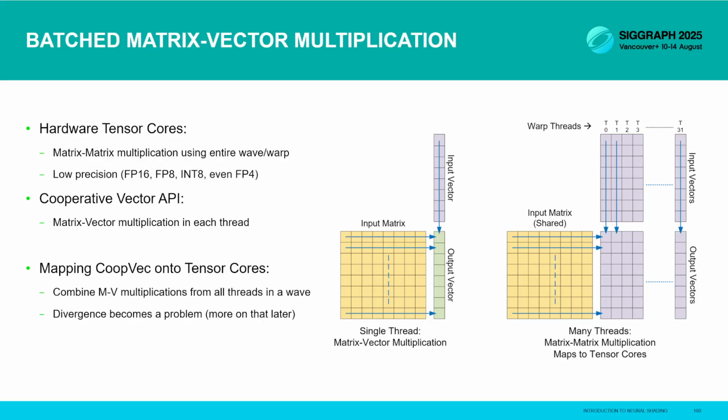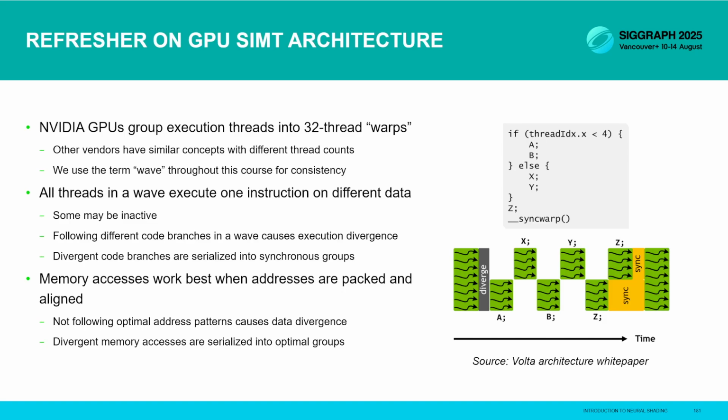When you look at a combination of matrix vector multiplications from multiple threads, it's easy to see that the vectors can be just stacked together, and the multiple matrix vector multiplications turn into a single matrix multiplication. But there is a catch, and it's called divergence. Let me remind you what divergence is first, and why it is bad.